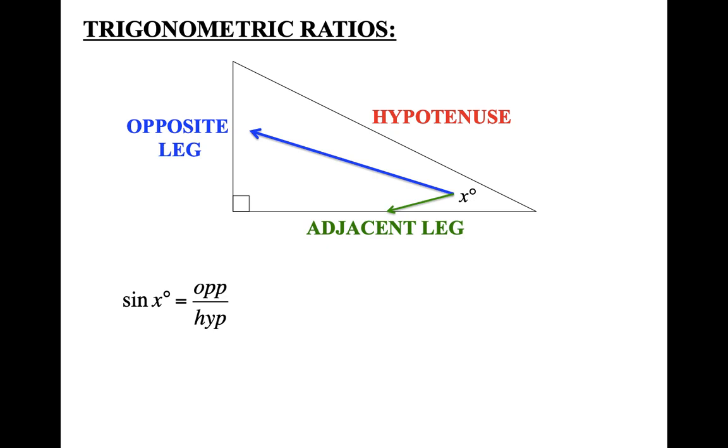Okay, next we have cosine. Cosine is spelled C-O-S-I-N-E. This ratio, when we input an angle, x degrees, and apply the cosine function, it creates the adjacent over hypotenuse ratio. And then last, we have tangent. So tangent is spelled T-A-N-G-E-N-T. So the tangent of an angle gives us the ratio of opposite over adjacent.